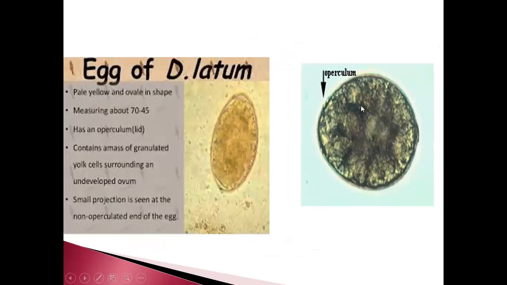This is the egg of Cephalobothrium latum. They have a broad border outside. They are pale yellow and oval in shape, measuring about 70 by 45 micrometers, and have an operculum or lid, and contain a mass of granulated yolk cells surrounding an undeveloped ovum. A small projection is seen at the non-operculated end of the egg. There is a small projection over here, but there is a proper operculated end of the egg.